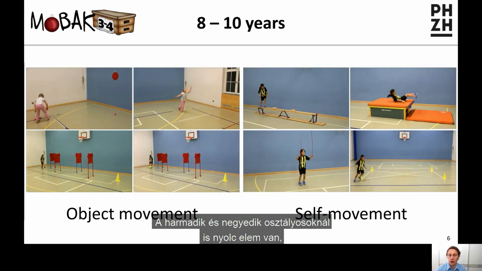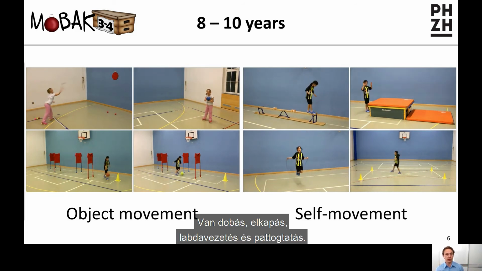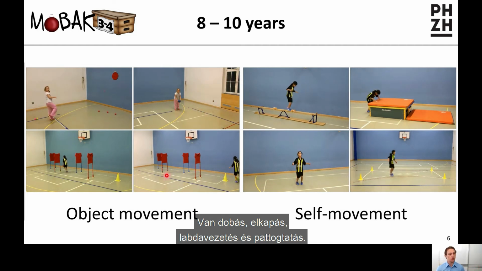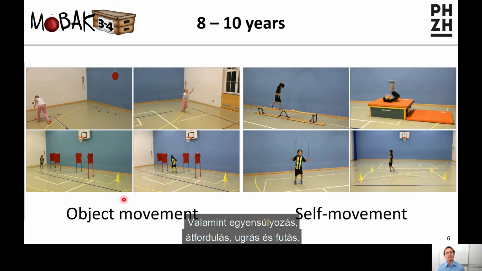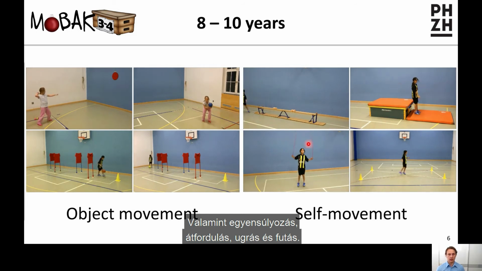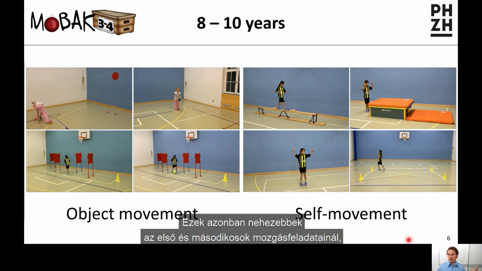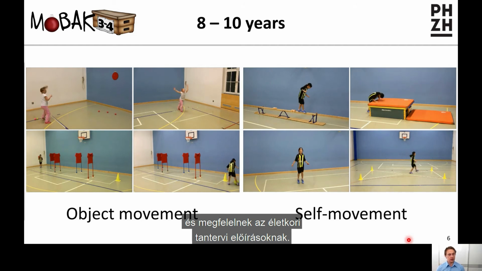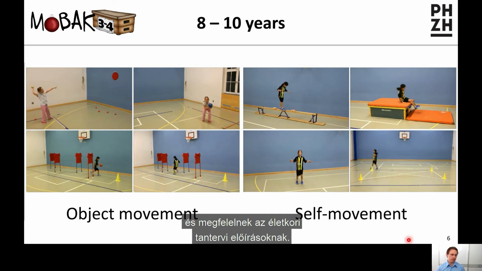For the 3rd and 4th graders, we also have 8 items. 4 in object movement and 4 in self-movement. So we have throwing, catching, dribbling, and bouncing, as well as balancing, rolling, jumping, and running. However, these items are more difficult than the Mobx items for the 1st and 2nd graders and are in line with the curriculum in that age.